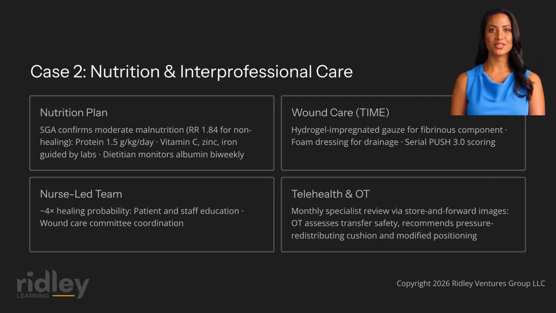Nutritional optimization is a critical priority given this patient's malnourished state. The subjective global assessment confirms moderate malnutrition, a factor independently associated with non-healing, carrying a relative risk of 1.84. A targeted nutritional plan sets 1.5 grams per kilogram per day of protein supplementation with calorie-dense oral nutritional supplements, supplemented with vitamin C, zinc, and iron based on laboratory assessment.